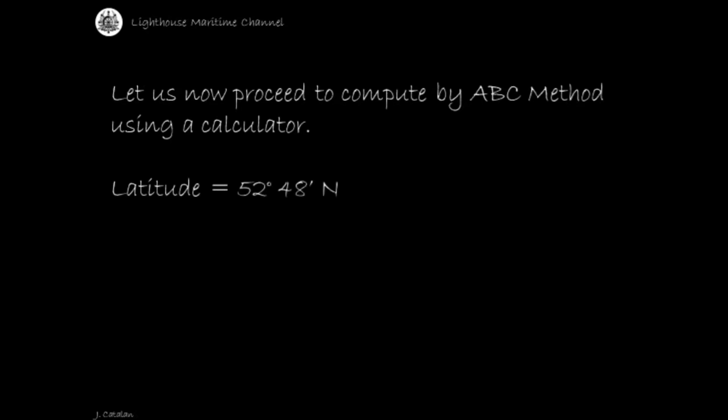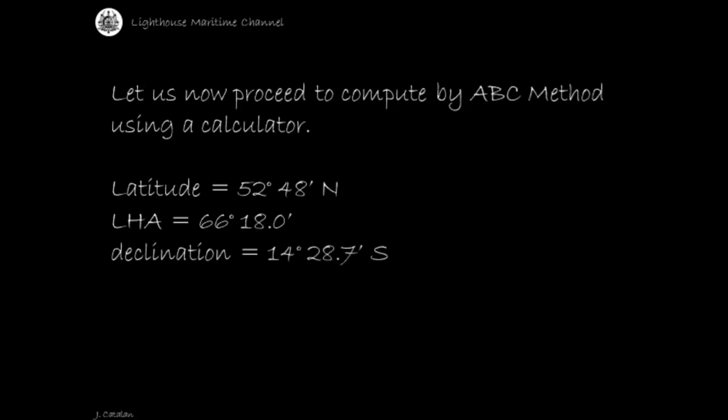Let us now proceed to compute by the ABC method, using a calculator. We have all we need. Latitude is equal to 52 degrees and 48 minutes north. LHA is equal to 66 degrees and 18.0 minutes. Declination is equal to 14 degrees and 28.7 minutes south.